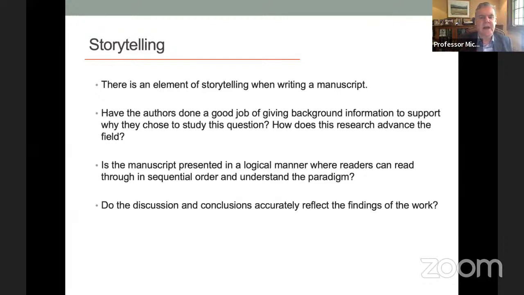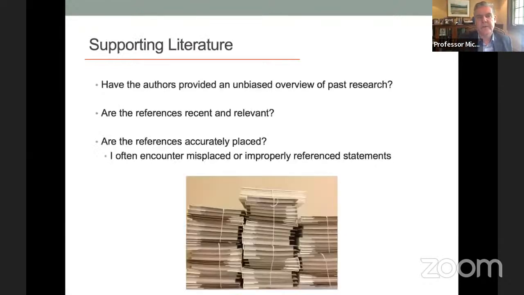The discussion and conclusions accurately reflect the findings of the work. Are they objective? And it's important that there be an accurate and unbiased reporting of the literature. So the way that the supporting literature is assessed is often a weakness in many articles. It's important that the authors provide an unbiased overview of the past research, and it's important that the reviewer look at the references, not necessarily look up every reference, but perhaps look up a few selected references. This is one of the advantages of being a reviewer, because it's a great way also to stay on top of your field and to learn.